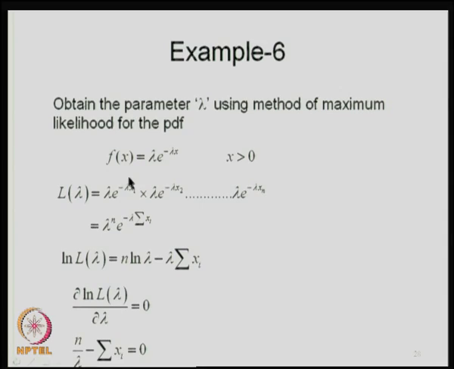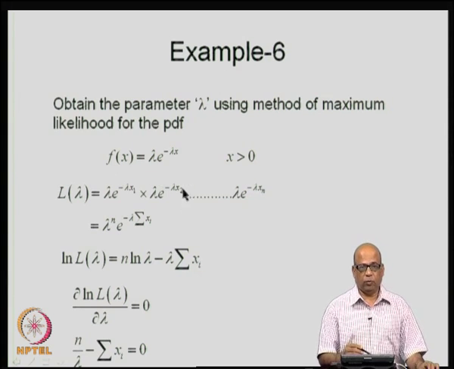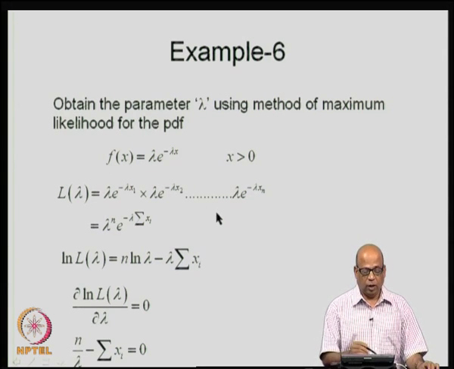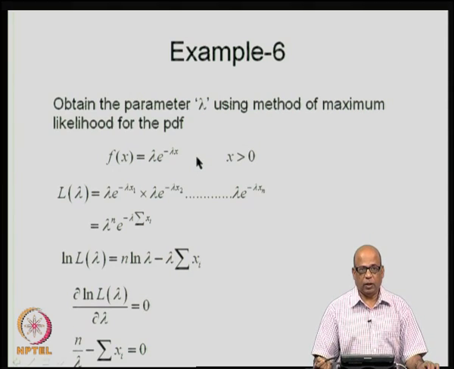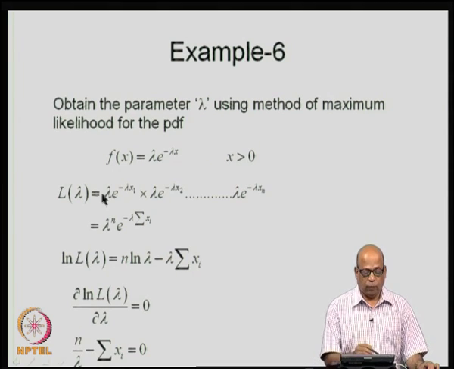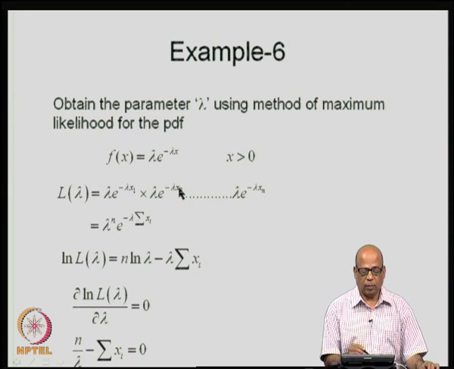Let us take a simple example to demonstrate how we estimate the parameters using the method of maximum likelihood. We will again take the same example of the exponential distribution that we considered for the method of moments. F of x is equal to lambda e to the power minus lambda x. So, the parameter is lambda here. We formulate the likelihood function L of lambda is equal to lambda e to the power minus lambda x 1, into lambda e to the power minus lambda x 2, etcetera.